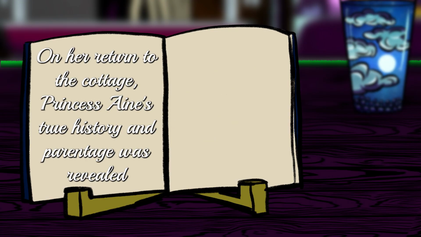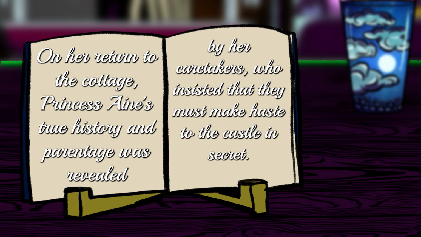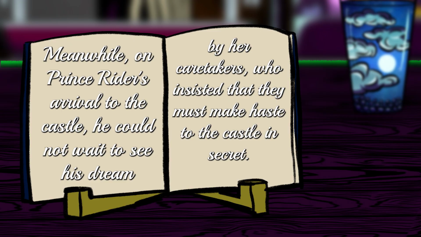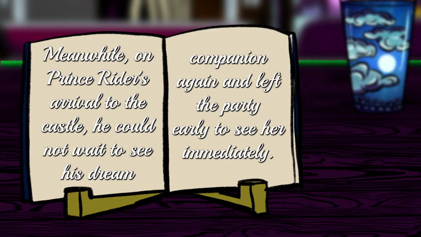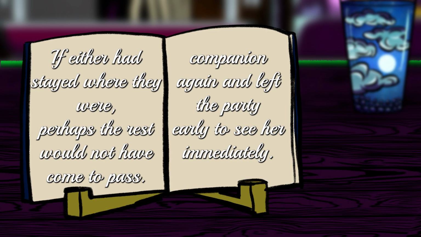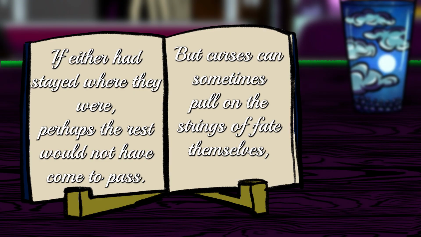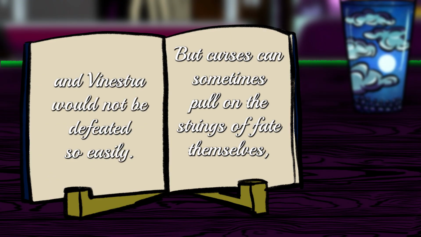On her return to the cottage, Princess Ein's true history and parentage was revealed by her caretakers, who insisted that they must make haste to the castle in secret. Meanwhile, on Prince Ryder's arrival to the castle, he could not wait to see his dream companion again, and left the party early to see her immediately. If either had stayed where they were, perhaps the rest would not have come to pass, but curses can sometimes pull on the strings of fate themselves, and Venestra would not be defeated so easily.